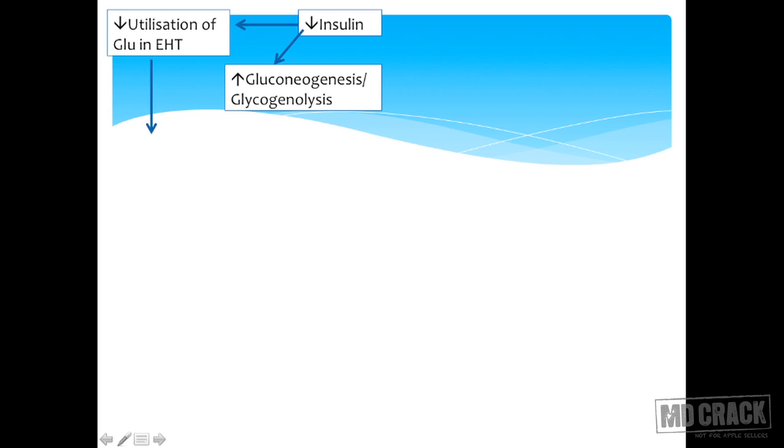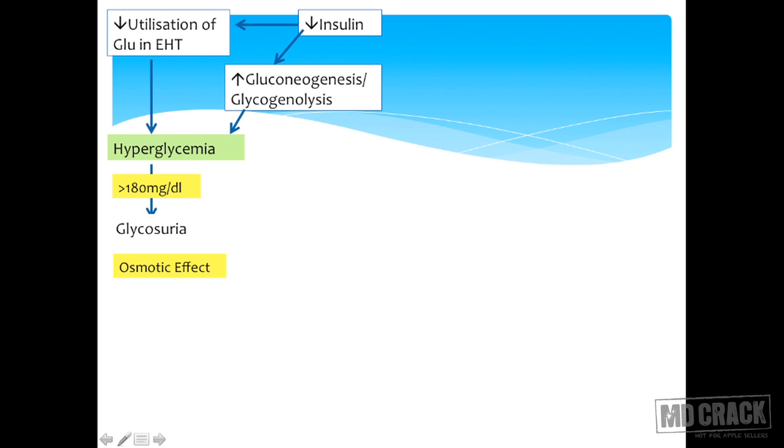So whenever there is decreased utilization plus increased gluconeogenesis, both of these will contribute to increasing the blood glucose. Hyperglycemia. So one characteristic feature, as I said, is hyperglycemia. So if there is hyperglycemia, what will happen? When the blood glucose level increases more than 180 milligrams per dl, it will start appearing in urine. What do we call this condition? Glycosuria. So now we have hyperglycemia more than 180 leading to glycosuria.